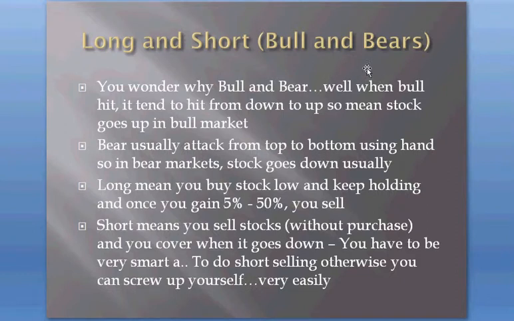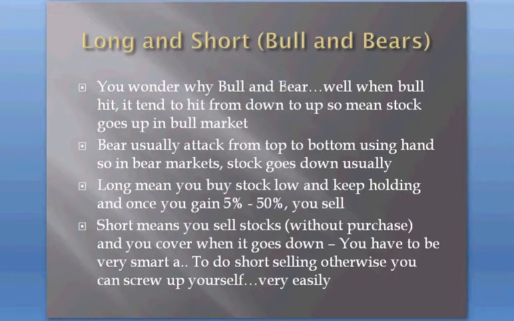Long and short, and bull and bear. Sometimes you wonder why it's called a bull and bear market. Usually when a bull hits, it tends to hit from down to up with its horns. So in the bull market, stock usually keeps going up. A bear usually attacks from the top to bottom using its paws. So in the bear market, stock usually goes down.